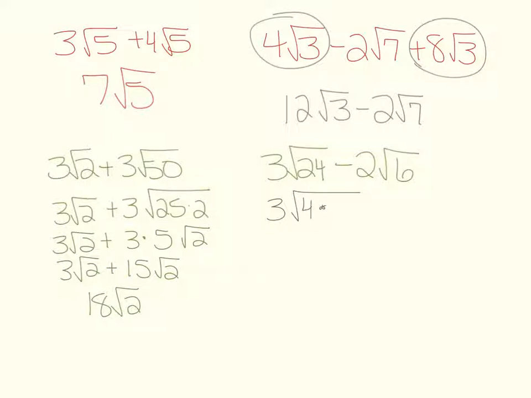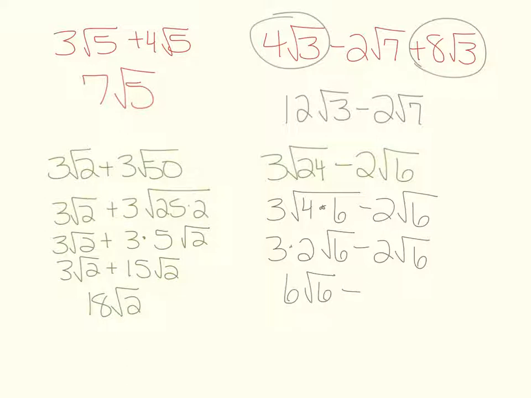Happens to be 4. 4 times what? Guess what? A 6. So I have 3 times the square root of 4 is 2. Square root of 6 is simplified. Minus 2 root 6. So 3 times 2 is 6. 6 root 6 minus 2 root 6. I can combine those because they're now like terms. And I get 4 root 6.